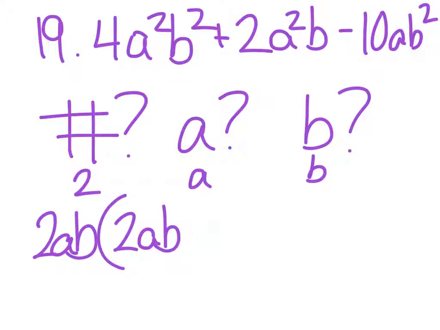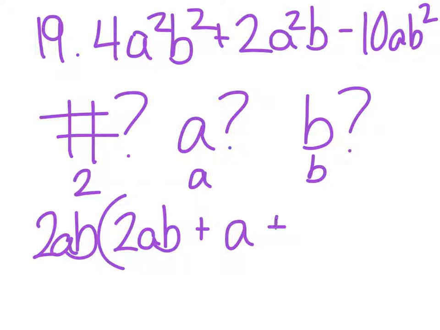Okay, the next one, pencil. So 2 and 2, that stays the same. I have an a left, and the b is gone. And again, 2 times the 1 is 2. A times a gives you a squared. B times 1 is b.